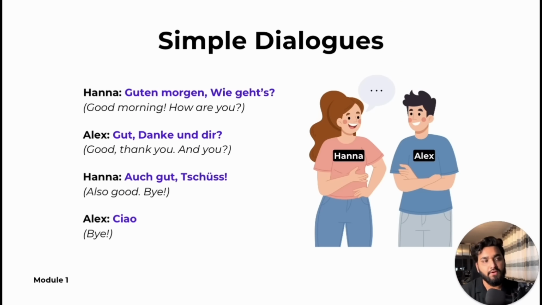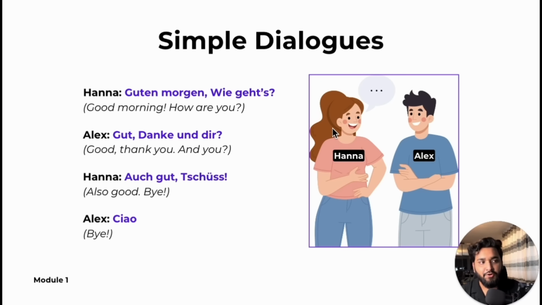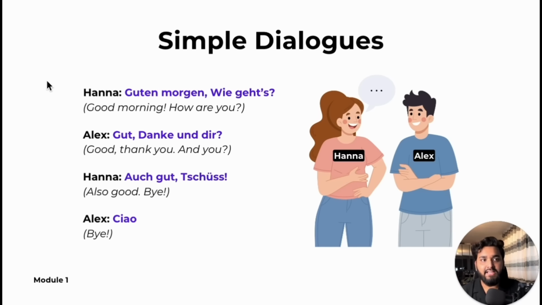Simple dialogues. Okay, now what we will do is go through a dialogue and try to learn the greetings and farewells of a conversation. This girl is called Hannah and this boy is called Alex. For example, Hannah is saying Guten Morgen, wie geht's? Guten Morgen. You see the greeting? Guten Morgen, good morning.